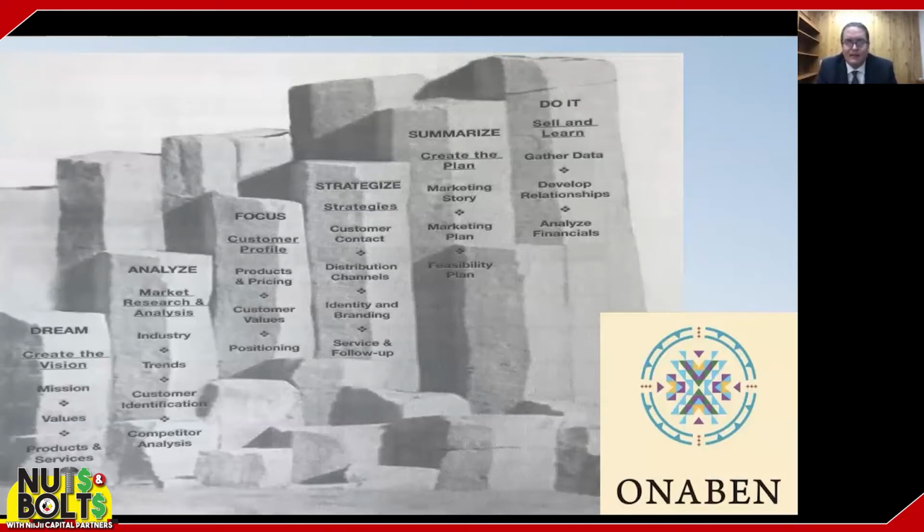And then we get into products and services, market research, market analysis, and you can see that it's just building blocks more and more as you get up to the point where you start selling and you start learning about your customer base. And we're going to dive a little bit deeper into this.